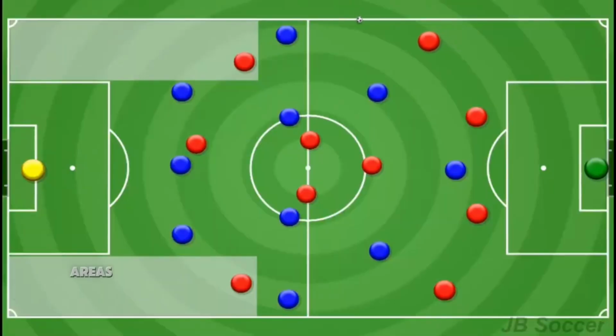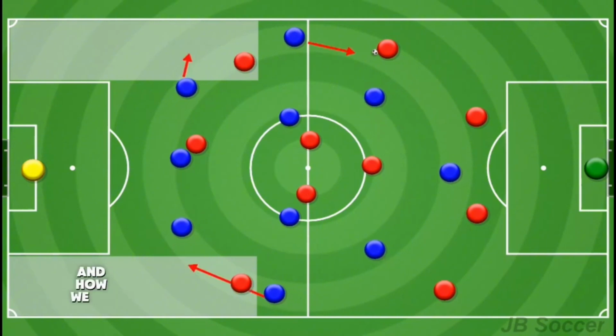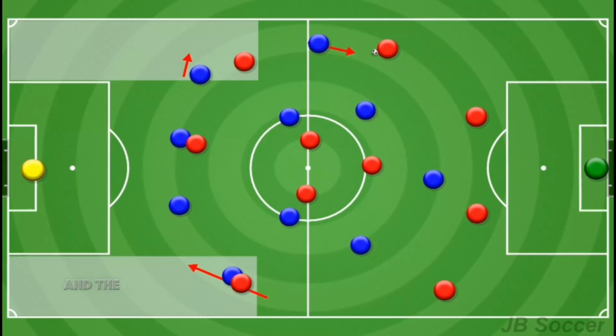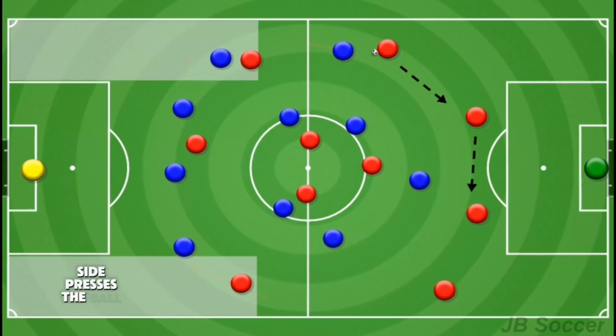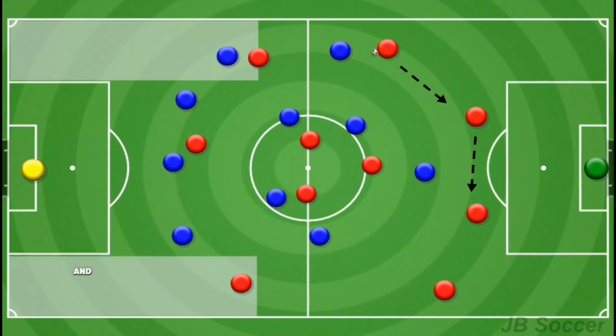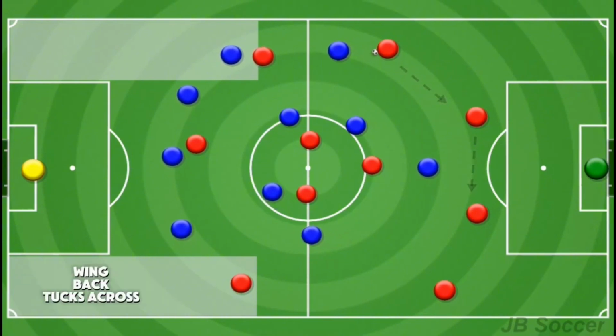So our vulnerable areas in a back 3 with wing-backs is always in behind those wing-backs if they're too high. So the first option of how we deal with this and how we mitigate this is as follows. So we're going to look at our shape and how we set up. And the first option is that the wing-back ball side presses the ball, the back three shift across, and the opposite wing-back tucks across to really give us that structure and shape.